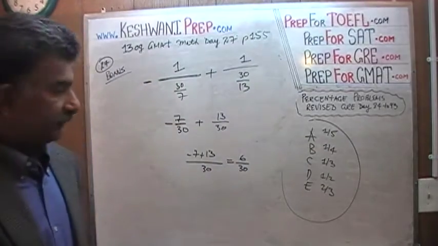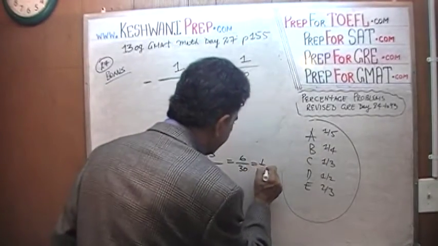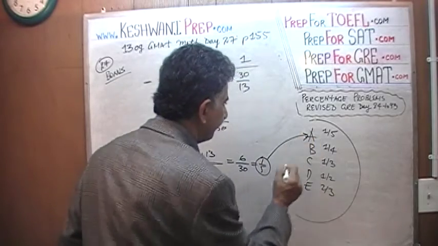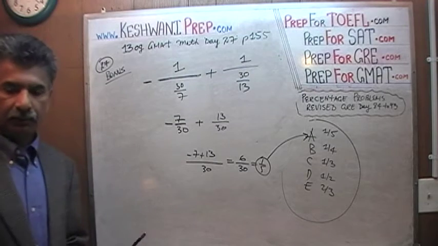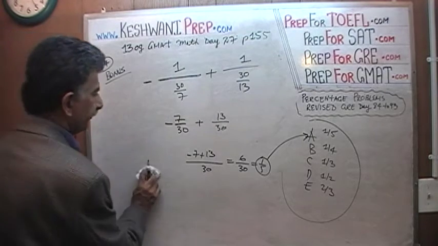So we end up with 6 over 7, which of course is the same as 1/5. The answer is A. Let's do the one in the book, okay? Number 27. That's it, we're done with this one.